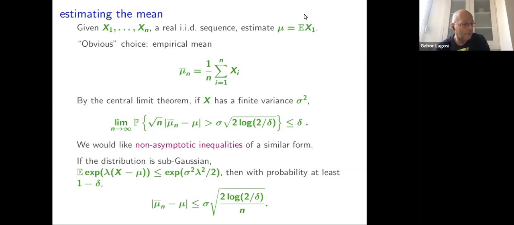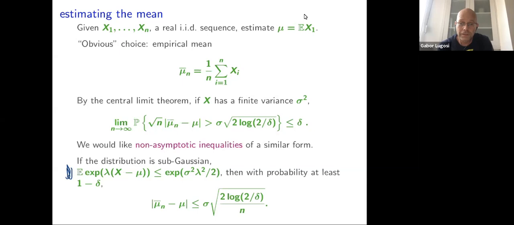So for example, if the distribution is sub-Gaussian, what sub-Gaussian means is that the moment generating function of the random variable, written here, is bounded by the moment generating function of a normal random variable. Then by simple Chernoff bounds, we have a non-asymptotic version of the central limit theorem. So if the distribution is sub-Gaussian, then this inequality is true for every n.